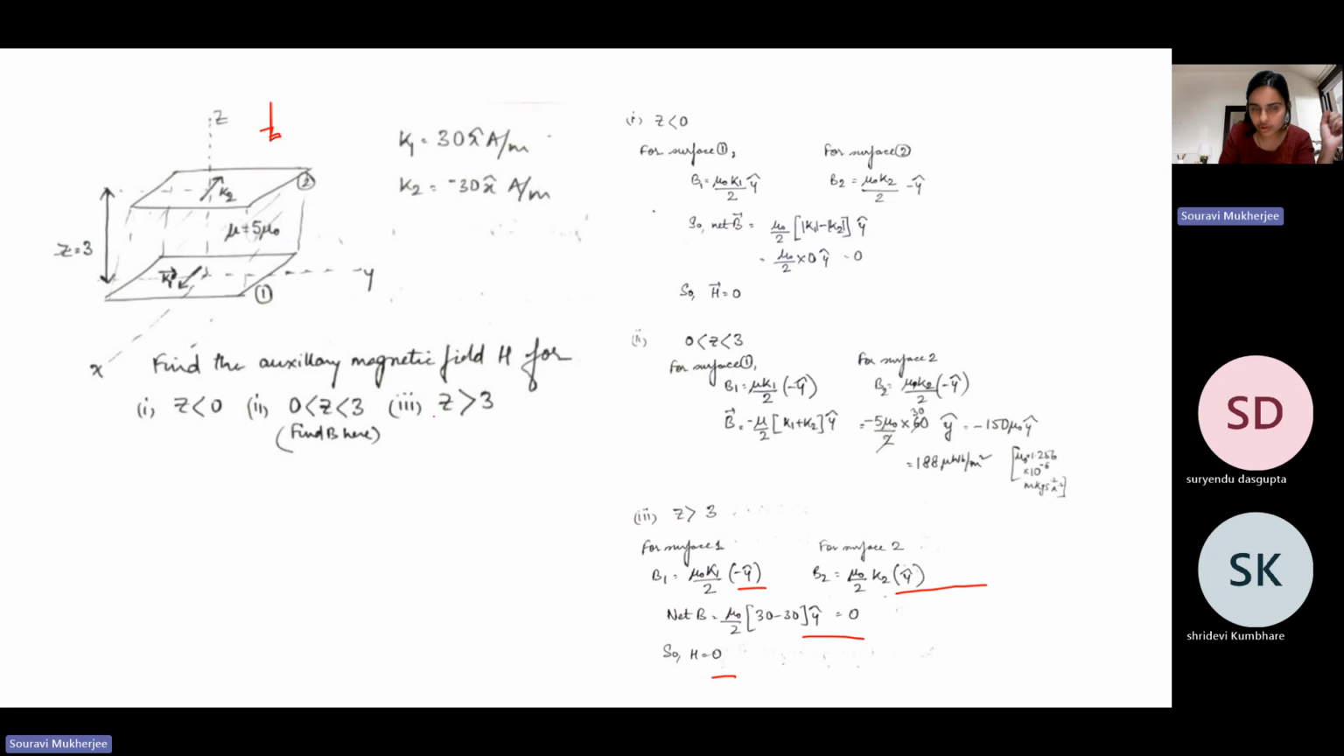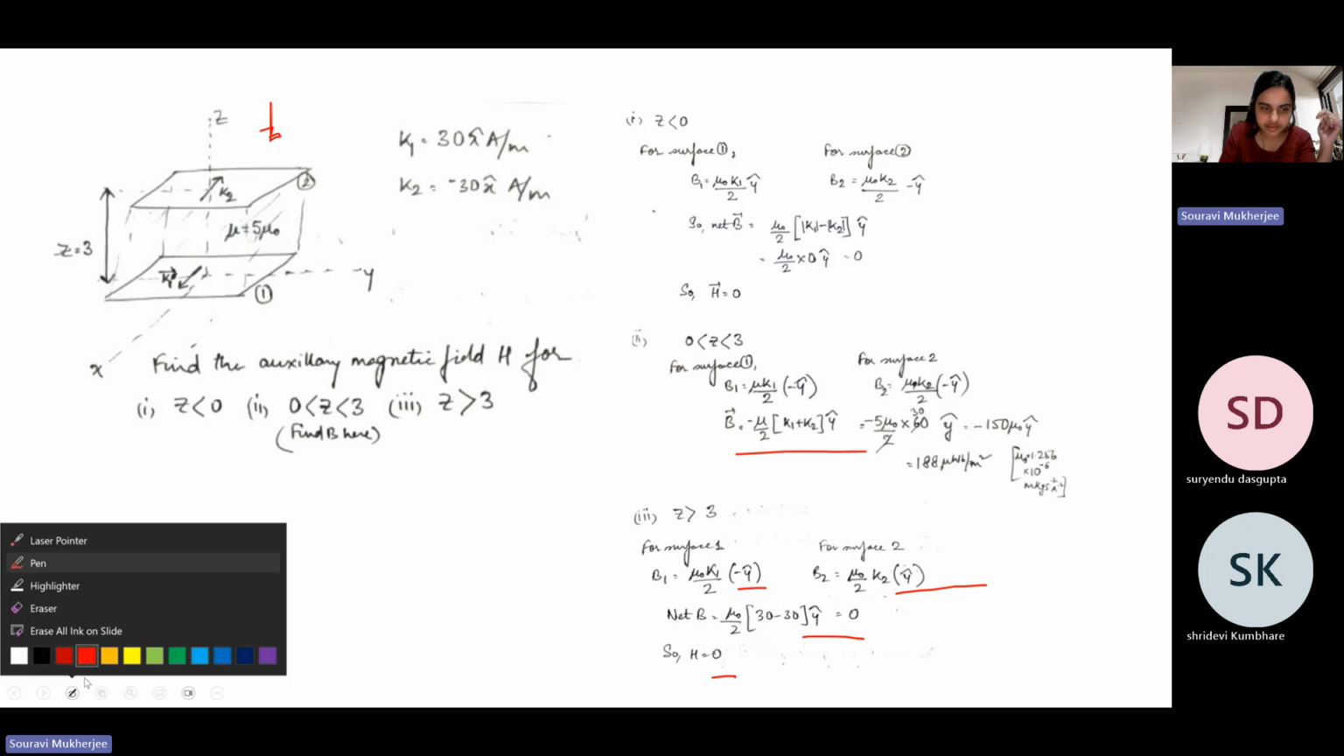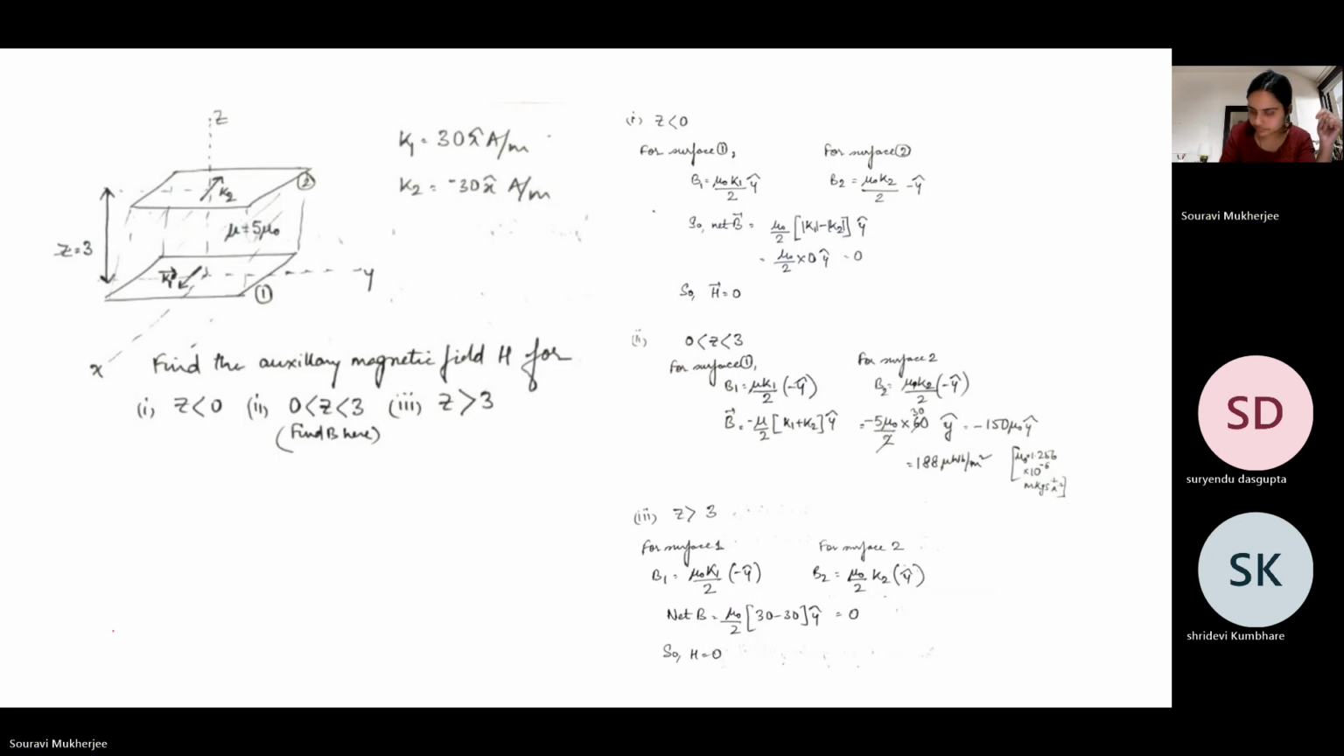So because the magnitudes are equal, and based on these directions, you can see that anywhere outside you have to find the difference of the two contributions. And if they are equal and opposite, they end up canceling each other. And inside, the fields get added up. So that's how you have to answer this kind of question.